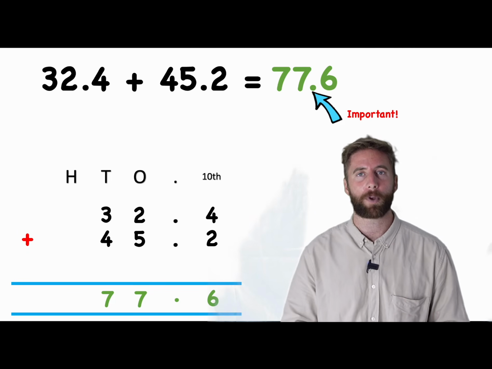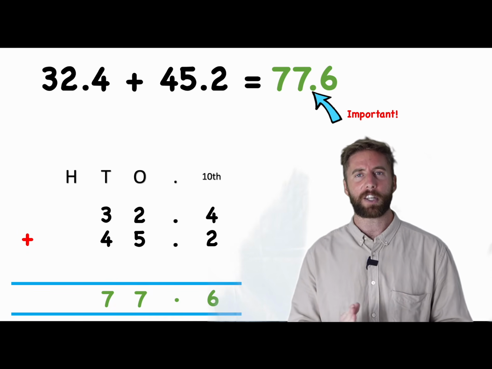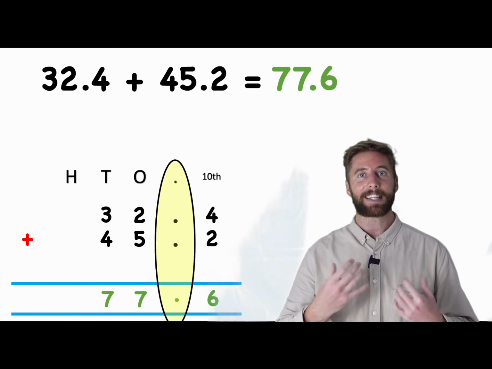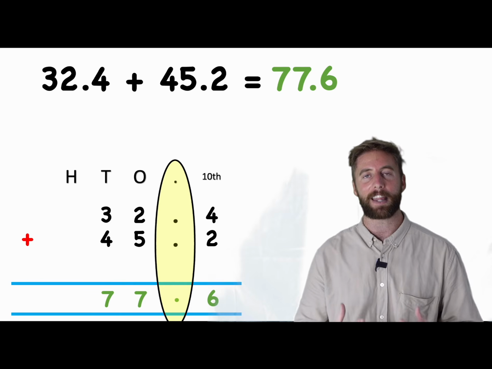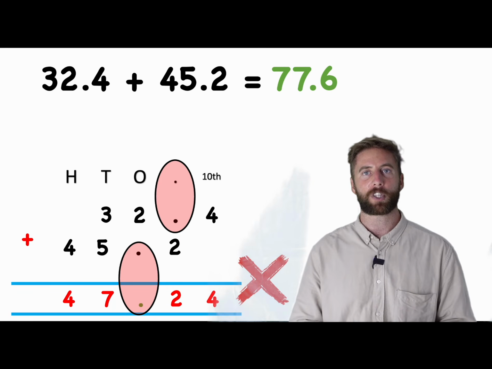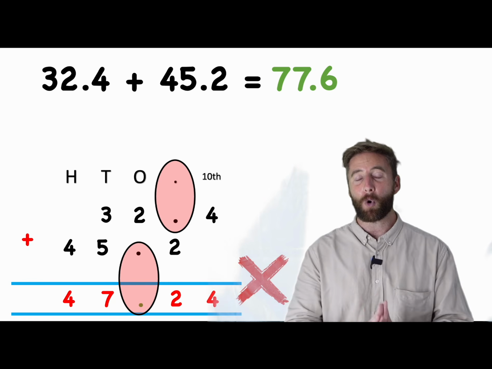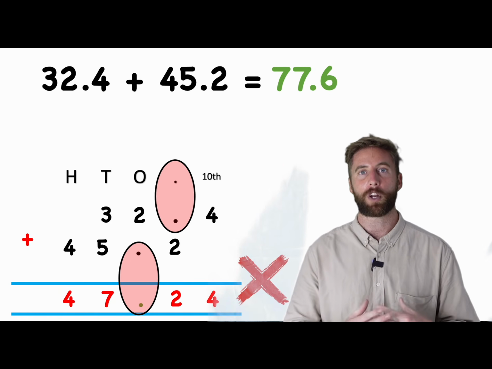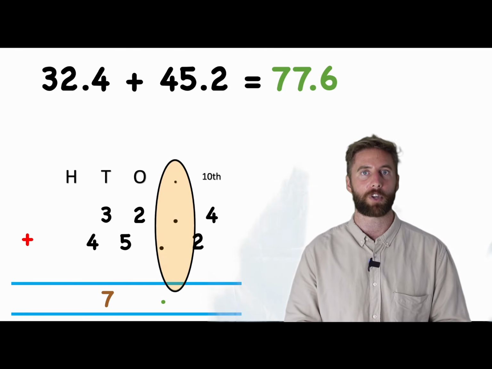I also want to stop and have a look at something. If you see, all of our decimals are in one perfect line. That's a clear indicator that I've set this question up correctly and I've answered it correctly. If your decimal points are in different places, that probably means you've made a mistake and you're probably going to get the wrong answer. So really make sure your decimal points are in the right place before you start.